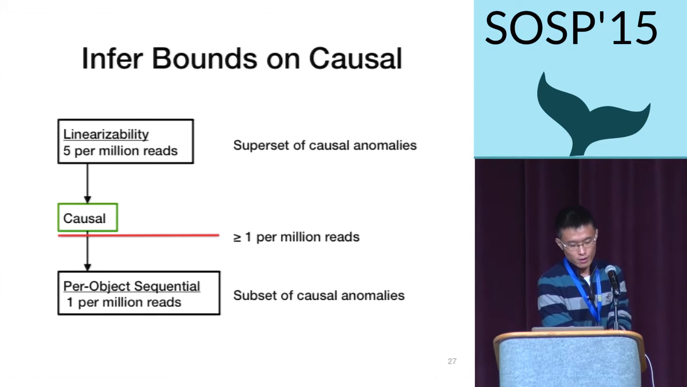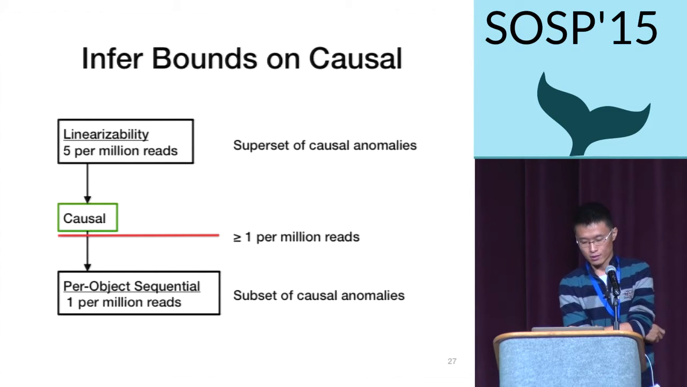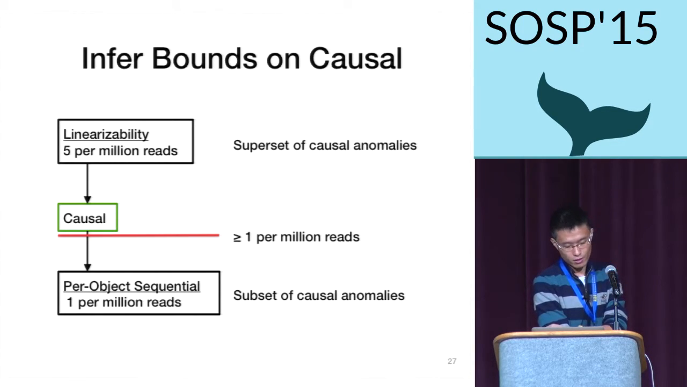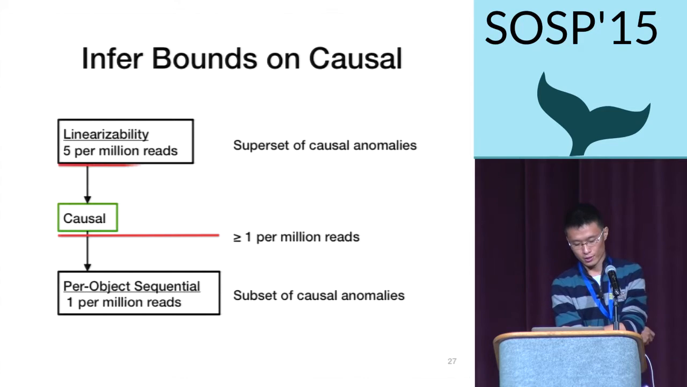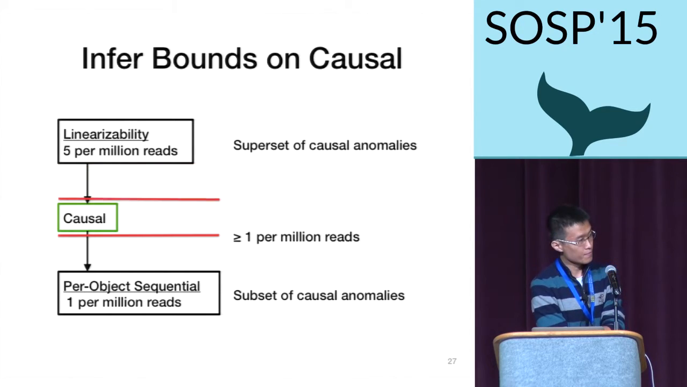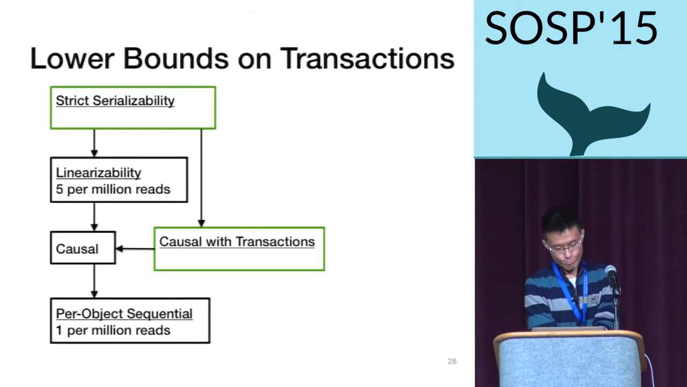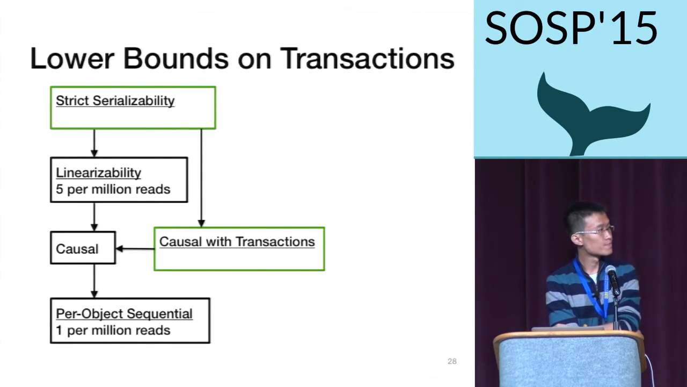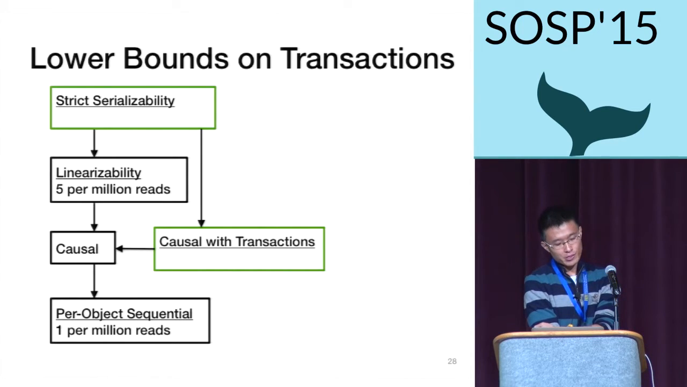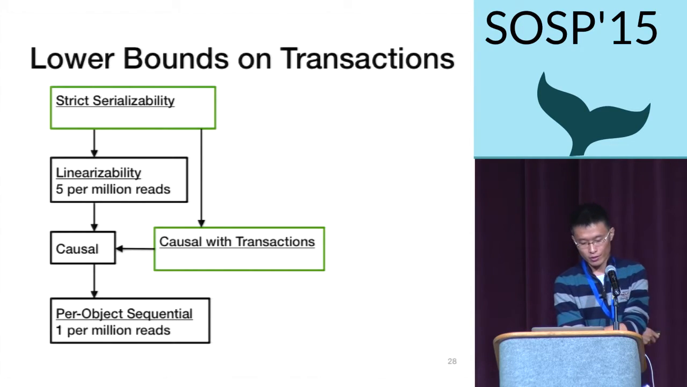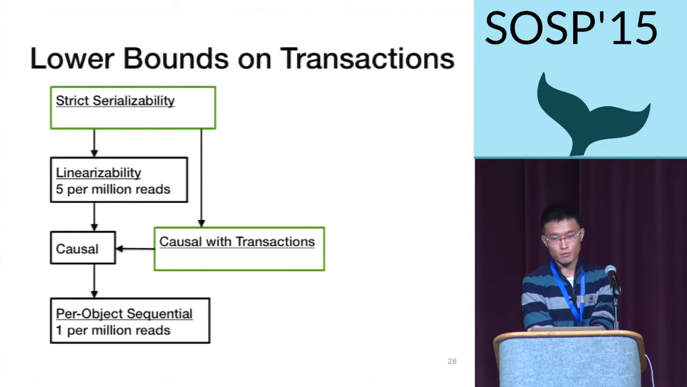Because causal consistency is weaker than linearizability, that means linearizable anomaly is a superset of causal anomaly. So COPS would eliminate fewer than linearizable anomalies. Because linearizability is not stronger than either strict serializability or causal with transactions, we can only infer the lower bound for the benefits of transactions.